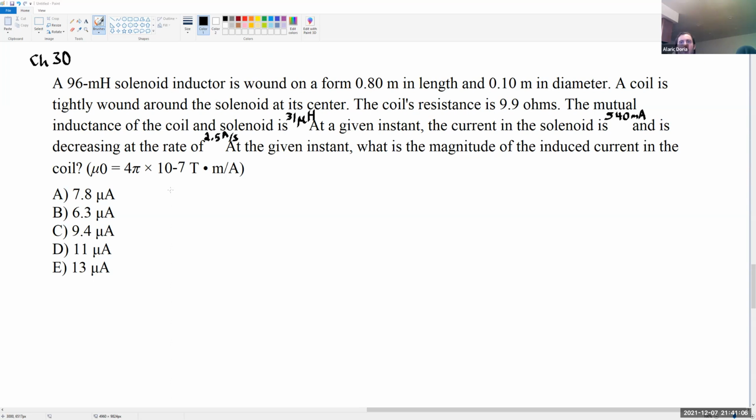So I have a couple options: 7.8 microamps, 6.3 microamps, 9.4 microamps, 11 microamps, and 13 microamps. This is a question where all the answers are in the same ballpark, so we want to make sure that we're not rounding prematurely. We want to keep all our calculations as is and round at the end to the appropriate number of sig figs, which in this case is 2. Go ahead and pause the video, work on that one by yourself, and we'll be back shortly with the answer and discussion.